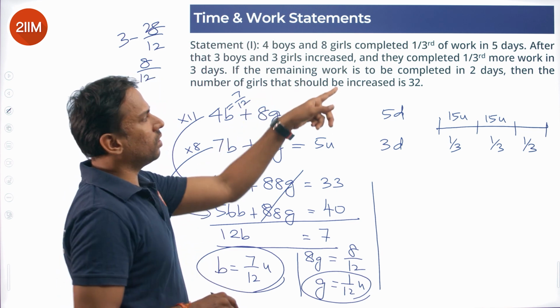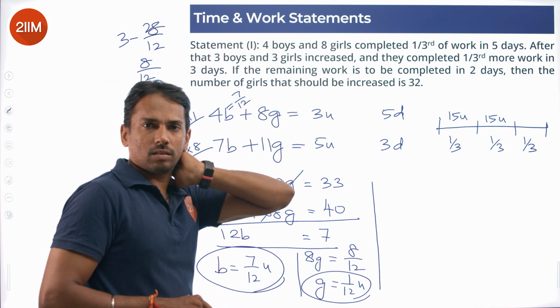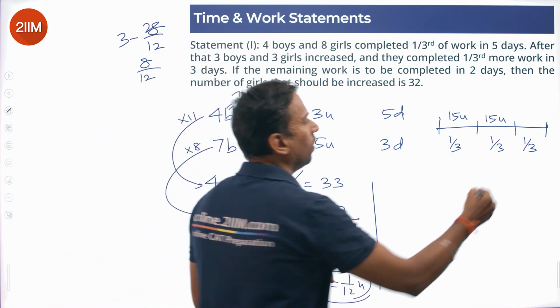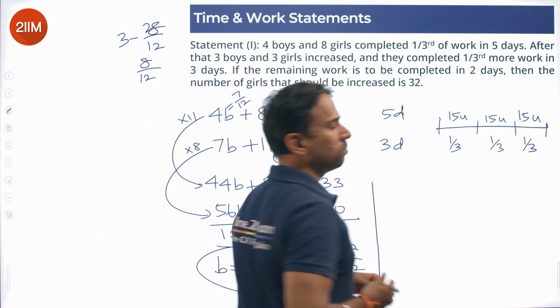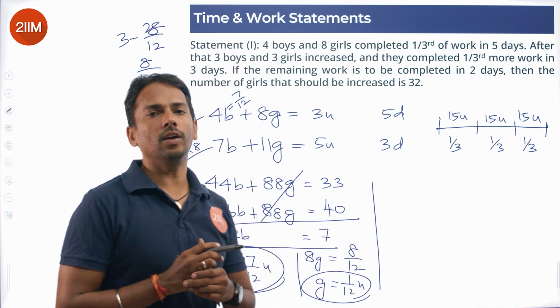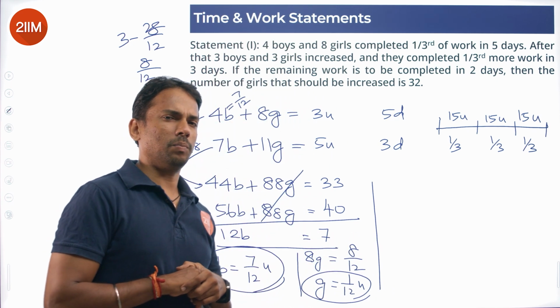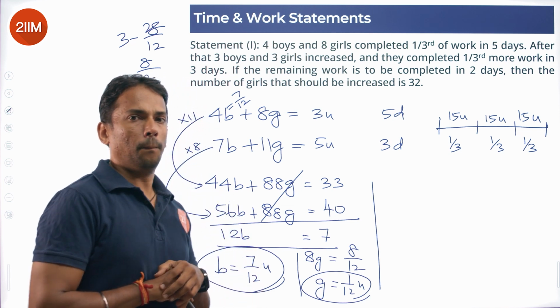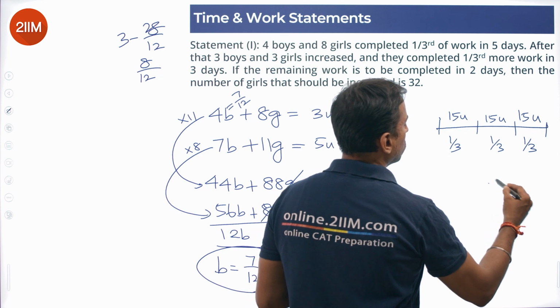What is given there? If the remaining work is to be completed in 2 days, what is the remaining work? We still have 15 more units to be done, and that should be completed in 2 days. That means per day, how many units have to be done? Per day, 15 by 2 units should be done.